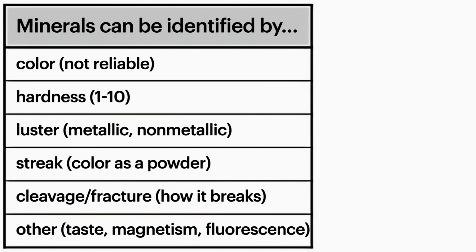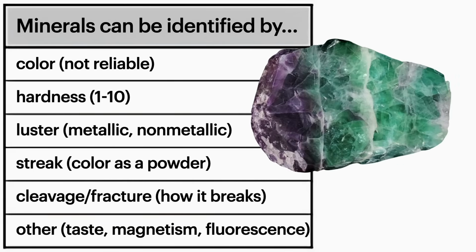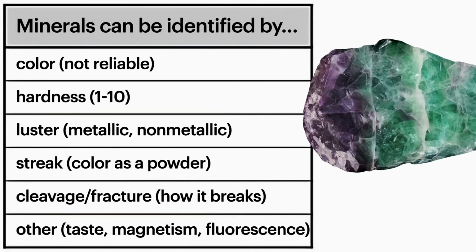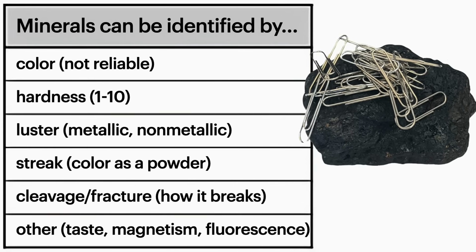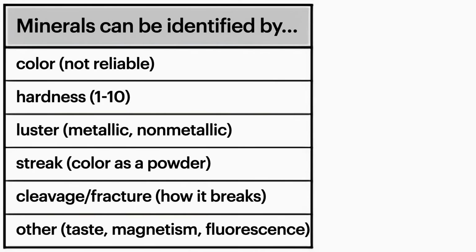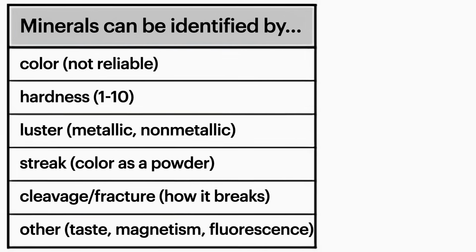So an example of a fluorescent mineral would be, appropriately, fluorite. If you were to shine a black light on this sample, it would kind of glow. Magnetite is a magnetic mineral. And then, of course, halite and sulfur have unique tastes and smells, and we could go on and on. But these are some of the key characteristics that we will use to identify minerals.